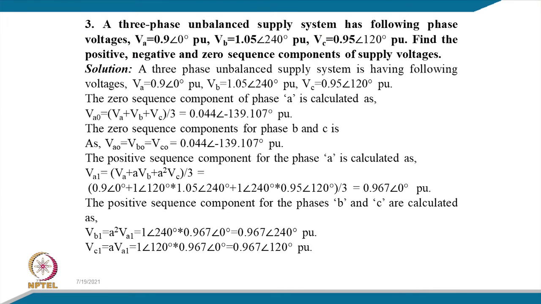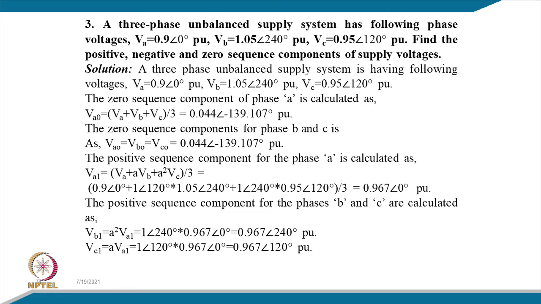So, taking a third example, a 3-phase unbalanced supply system has the following unbalanced voltage in per unit: VA, that is RMS voltage in per unit, 0.9 at the angle 0, then another phase 1.05 at the angle of 240, and VC 0.95 at the angle of minus 120. Just make the correction here, the angle is minus 120. Find the positive, negative and 0 sequence components of the supply voltage.